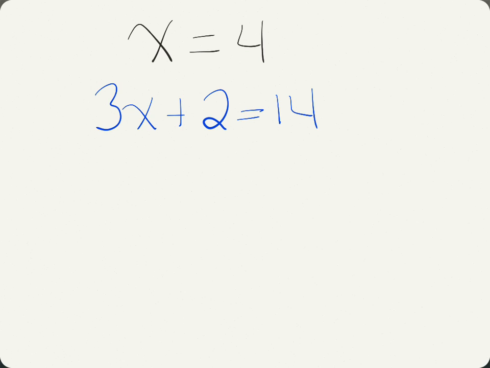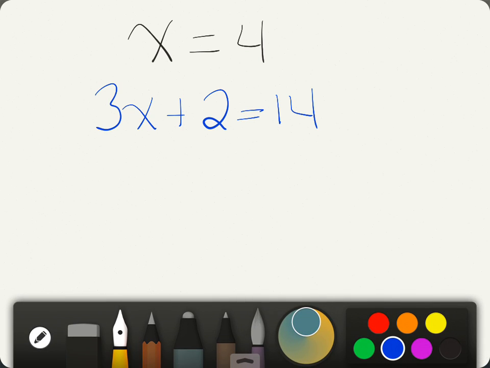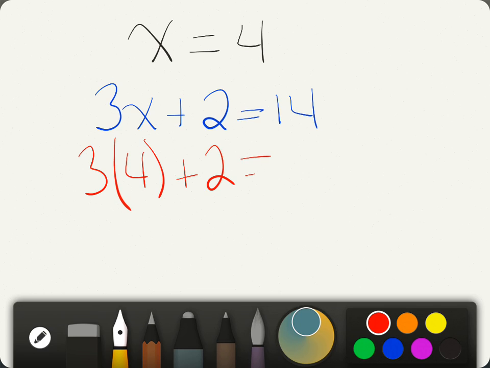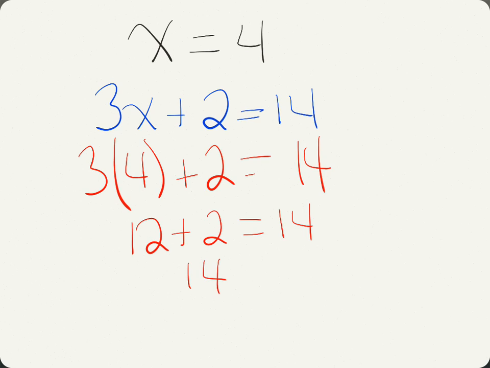If we want to check our answer again, like we did previously, we would sub in x equals 4 into the original equation. Since x is being multiplied to 3, I'm going to use brackets to represent the multiplication step so that it doesn't get confusing. So 3 times 4 plus 2 should equal 14. 4 times 3 is 12, plus 2 equals 14. 12 plus 2 is 14. As we can see, it checks out, so therefore x does in fact equal 4.